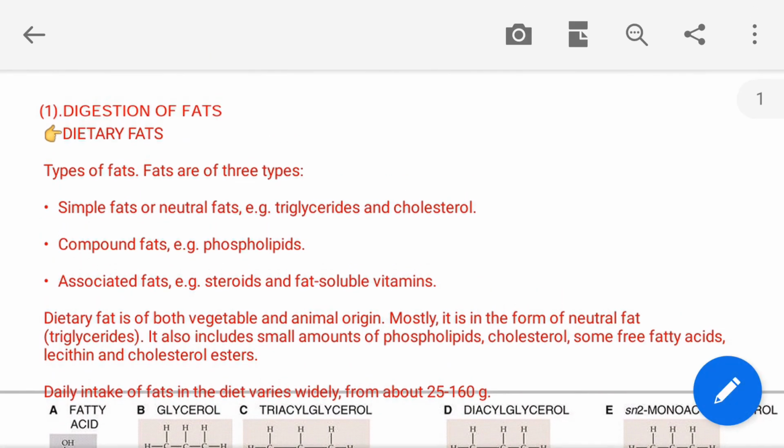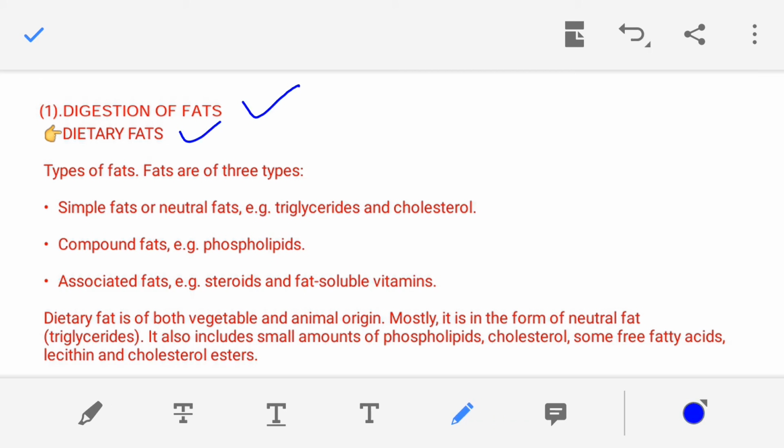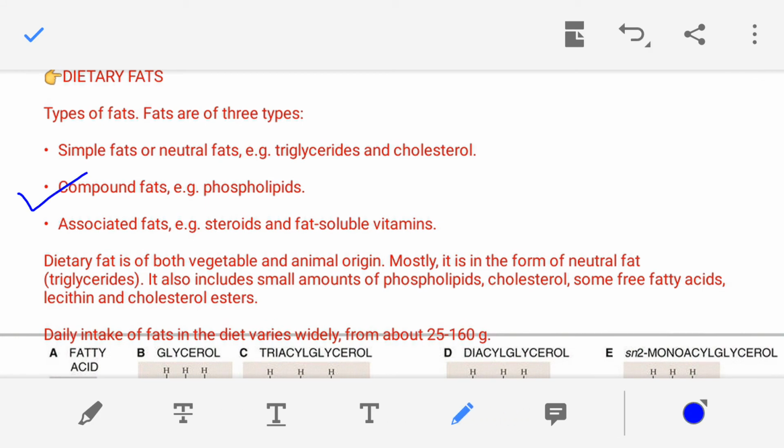This is the first point. Digestion of fat is the title. Dietary fats, types of fats. Fats are of 3 types: simple fat, neutral fat. Example of simple fat: triglyceride and cholesterol. Compound fat: phospholipid. Associated fats: steroids and fat soluble vitamins.